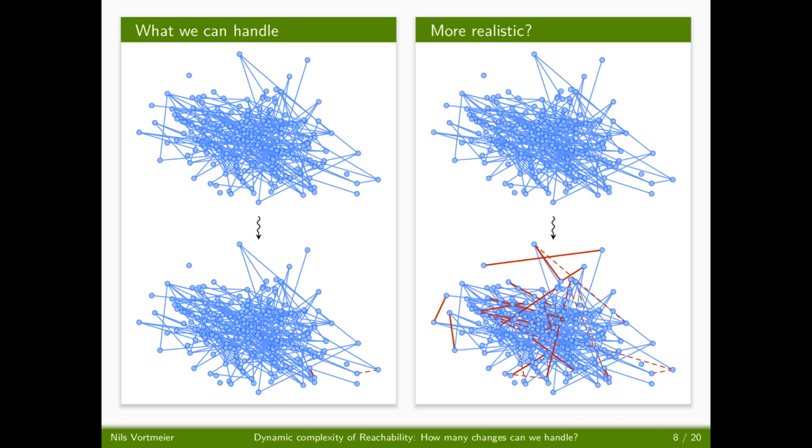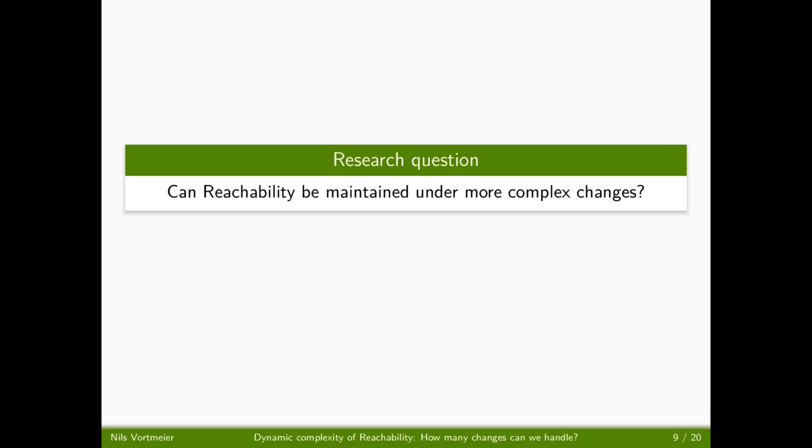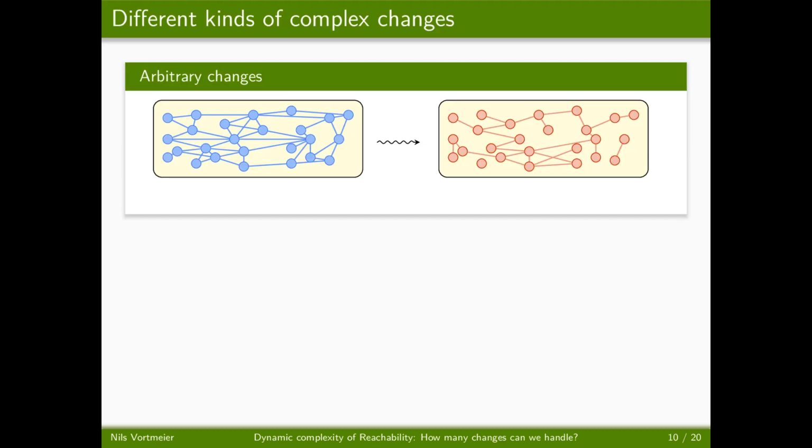But isn't it plausible to assume that in real-world social networks, several edges are inserted and deleted at the same time? That is why we study the question whether reachability can be maintained under changes that are more complex than just single edge changes. And of course, when we want to do that, we need to discuss which kind of changes we want to consider. Allowing arbitrary changes might not be a good idea here, because when we allow our input instance to change arbitrarily in one step, then there's no reason to assume that the information that we stored for the old instance is in any way helpful for the instance we have now. So changes need to be restricted in some way.